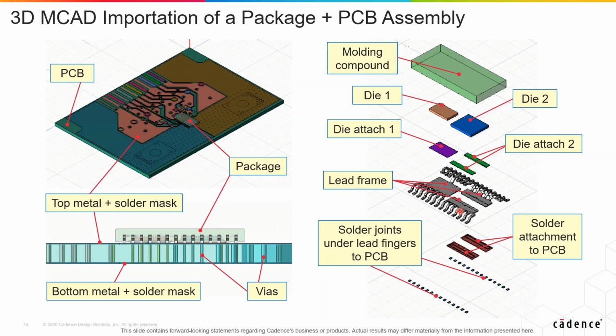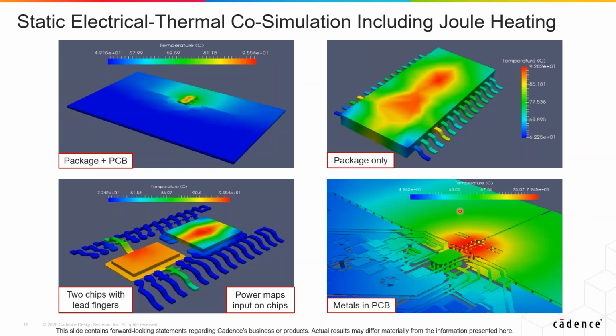This one, I just want to show that we want to resolve the true 3D MCAD. In this case, we have a true PCB design with the package. You have different lead frame, die attach, mold compound. All those things can be resolved in true 3D. Then after we get these 3D models, we could do all those static or transient electrical thermal co-simulations.